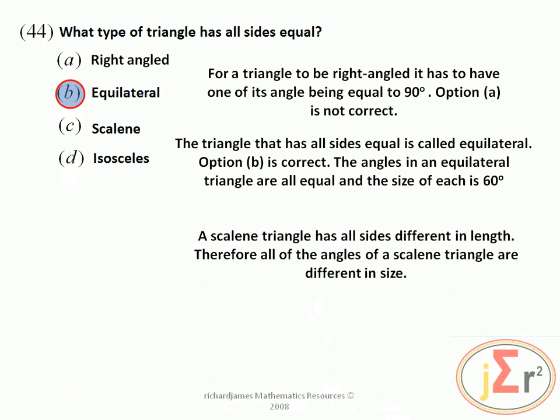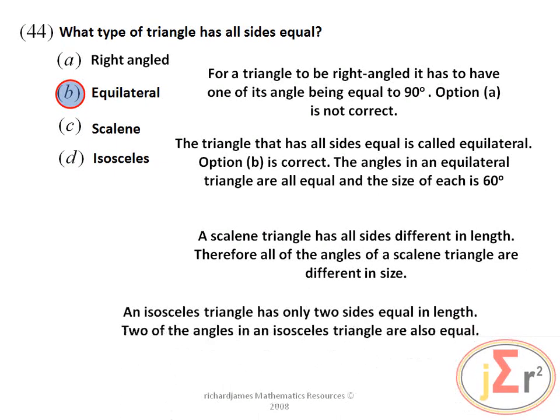A scalene triangle has all sides different in length. Therefore, all of the angles of a scalene triangle are different in size. An isosceles triangle has only two sides equal in length. Two of the angles in an isosceles triangle are also equal.